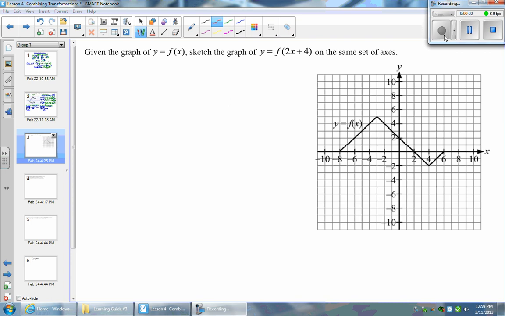All right, so in this lesson, we're going to take a look at another example where we're applying a combination of transformations to a given graph. I'm given a graph on the right-hand side here, and what we want to do is take the graph and sketch the graph of y is equal to f of 2x plus 4.